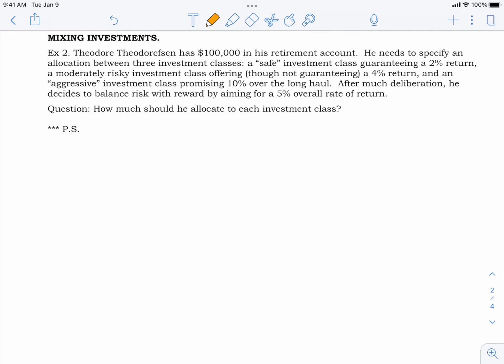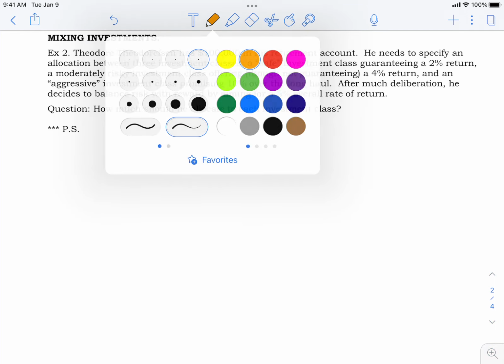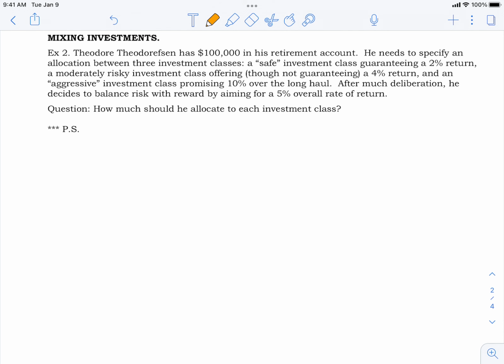Let's do another word problem. Let's do investments. We've seen investments before, except maybe not 3 in a row, or 3 kinds of investment. This is Theodore Theodorefson. They call him Ted. He's got $100,000 in his retirement account. Okay, cool. He needs to specify an allocation between 3 investment classes.